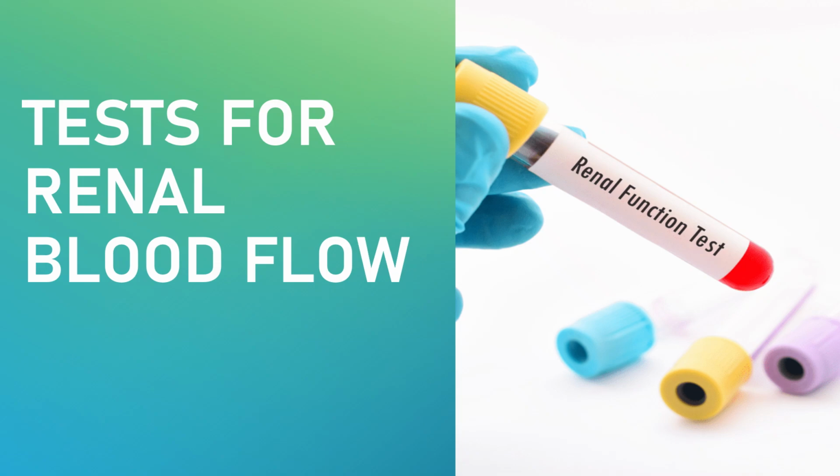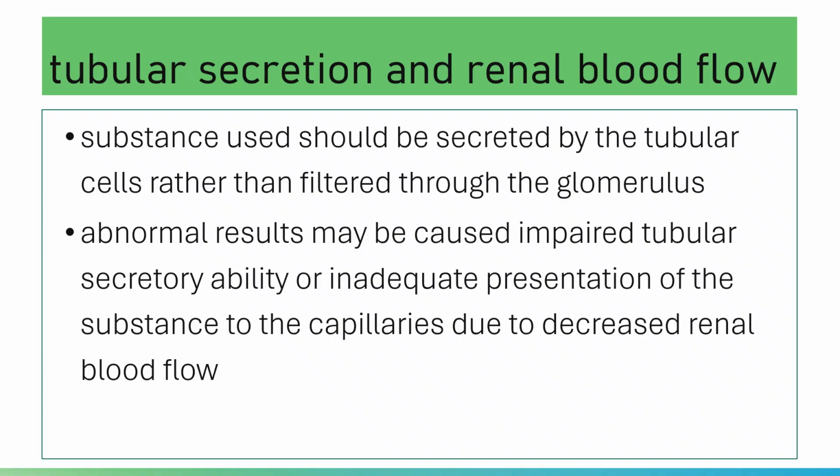Today we will take a look at your tests for your renal blood flow. The substances used for tubular secretion in renal blood flow should be secreted by the tubular cells rather than filtered through the glomerulus. Please note that abnormal results may be caused by impaired tubular secretory ability or inadequate presentation of the substance to the capillaries due to decreased renal blood flow.